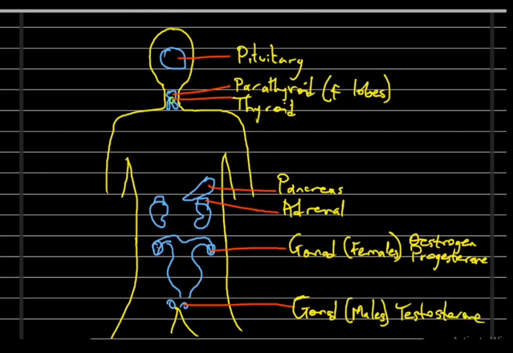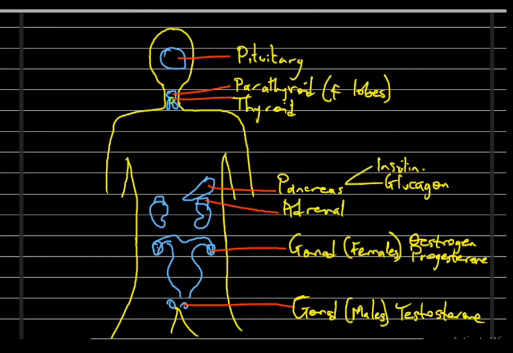So the pituitary gland produces the pituitary hormone. Parathyroid produces parathyroid hormone. Thyroid produces thyroid hormone. The pancreas produces two hormones. The first one, it produces insulin, and then the second one, it produces the glucagon. So those are the two hormones.